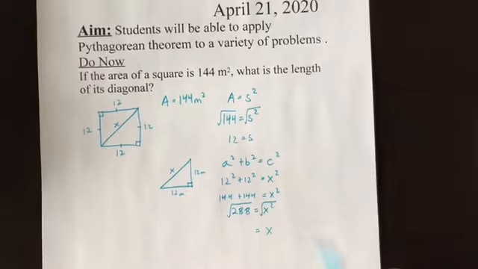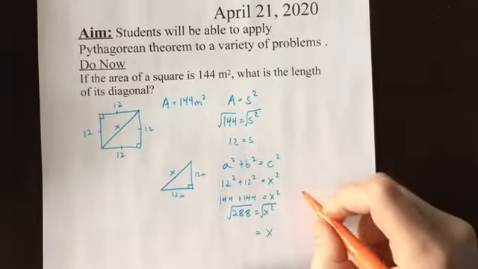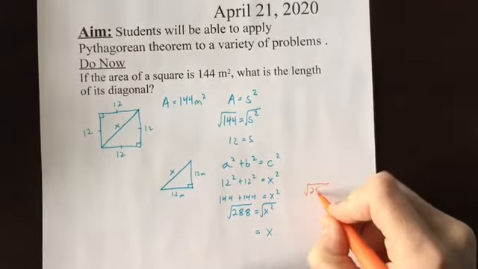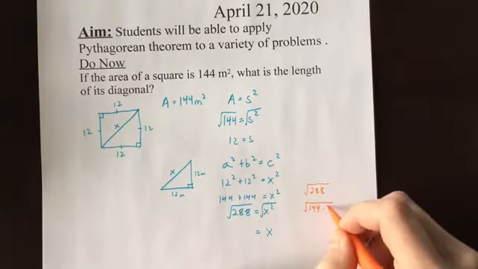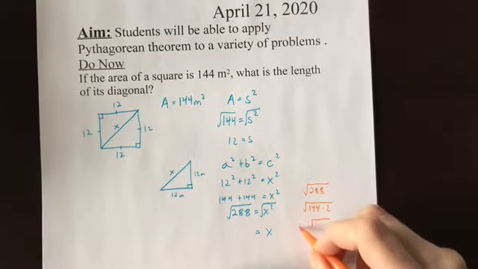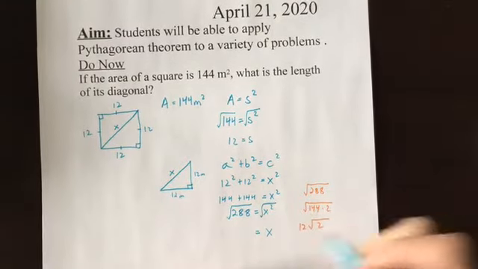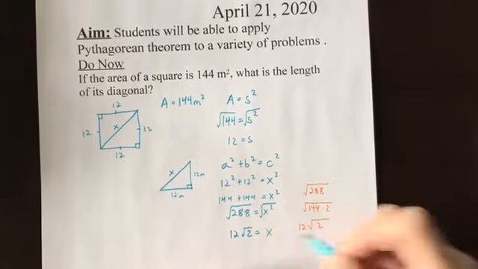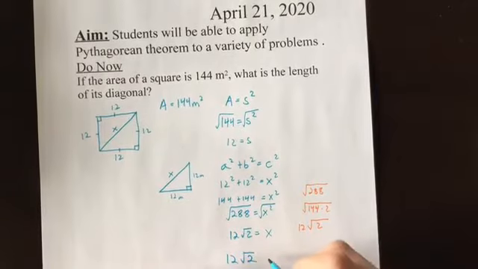As we're trying to find the square root of 288, I might realize that the biggest perfect square factor is going to be 144, right? 144 times 2. So the square root of 288 simplified is actually going to be 12 rad 2. So there we go. There's our answer in simplest radical form, 12 rad 2. So the length of our diagonal would be 12 rad 2 meters.